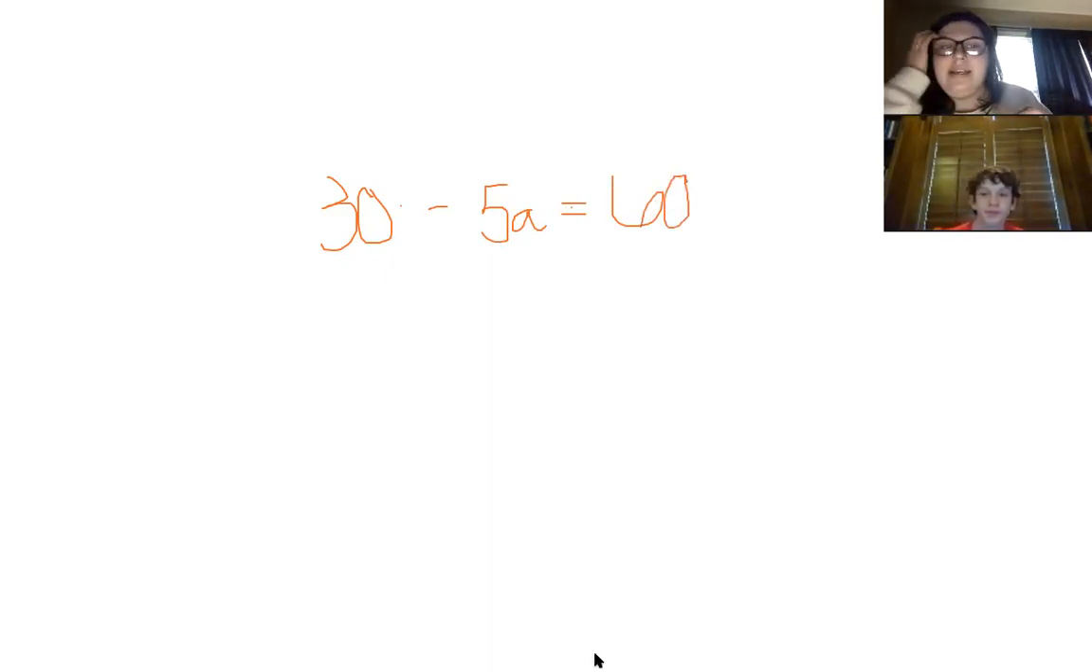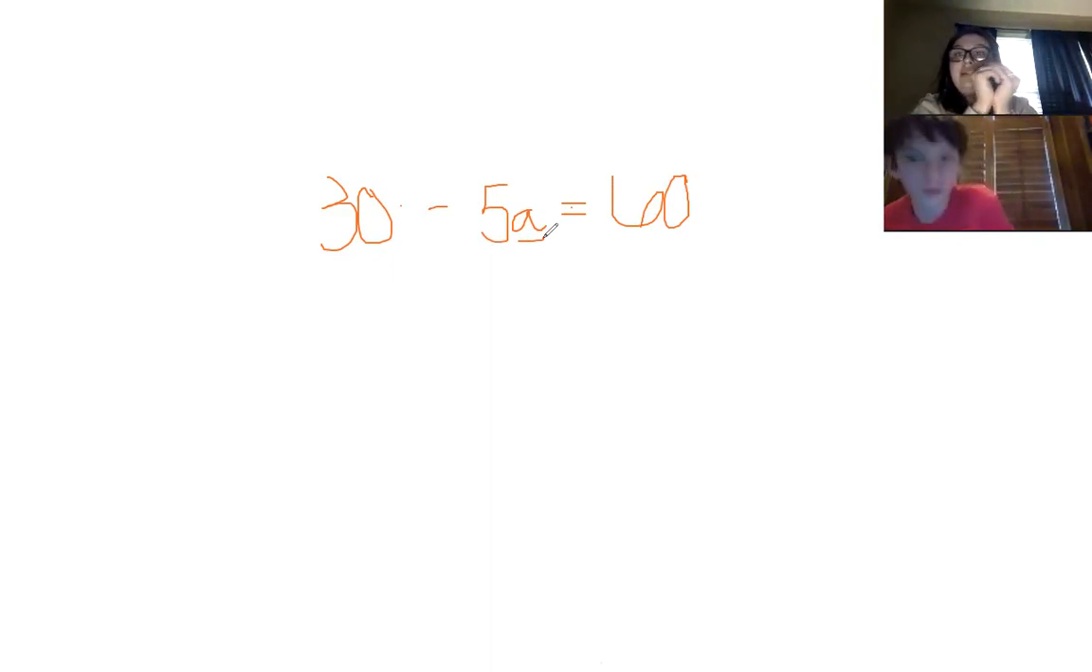As we are doing this, again, we are trying to isolate the A. I am not trying to move the A over. I'm trying to keep that A on that side of the equal sign because it is isolating it and making it be alone. So, with that being said, this is a positive 30. Again, it's the same rules. That 30 is still positive.